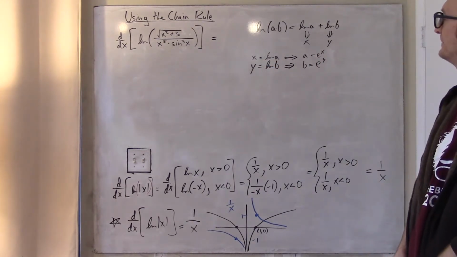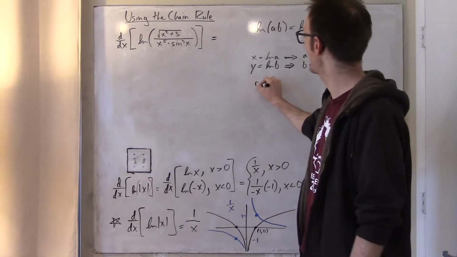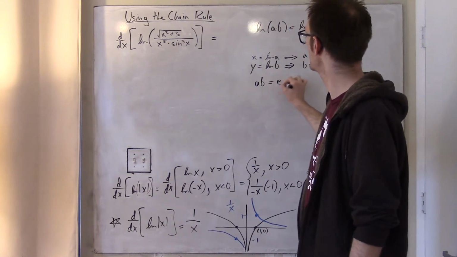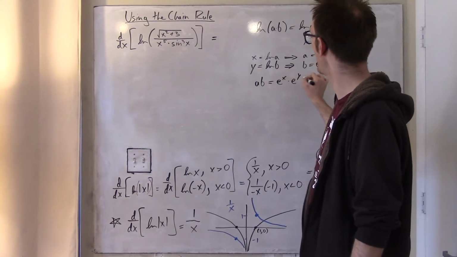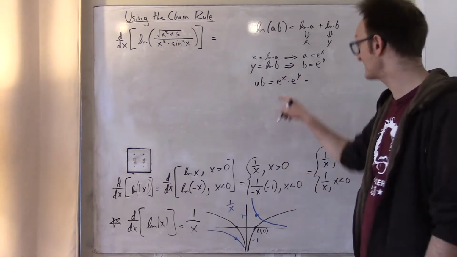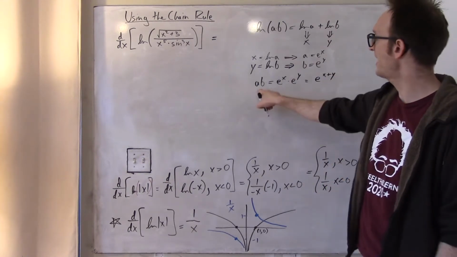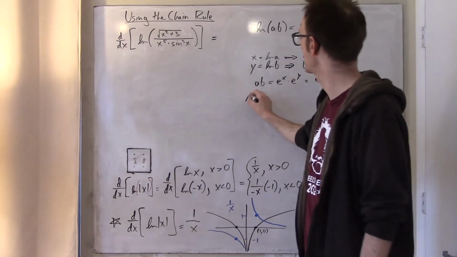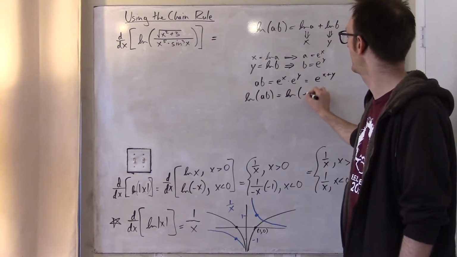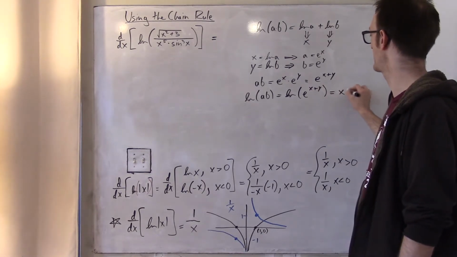Okay, and yeah, so what? Well, what is then A times B? A times B is just e to the x times e to the y, and here I use an exponent rule to write this as e to the x plus y. And so if A times B is e to the x plus y, then ln of AB is just ln of e to the x plus y, which is just x plus y.